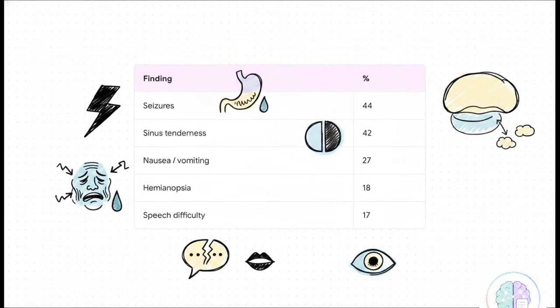Going further down the list, point by point, we see that about 44% of patients will experience seizures, and importantly, nearly half, 42%, will have localized sinus tenderness or swelling. That is a direct physical clue pointing right back to that primary sinusitis etiology we talked about earlier. Less common findings include nausea and vomiting, vision issues like homonymous hemianopsia, speech difficulties, and papilledema.